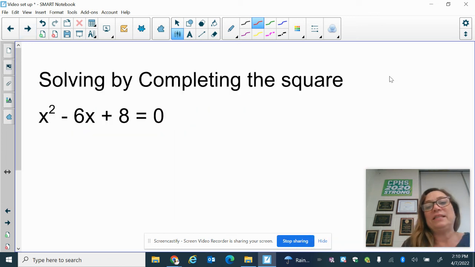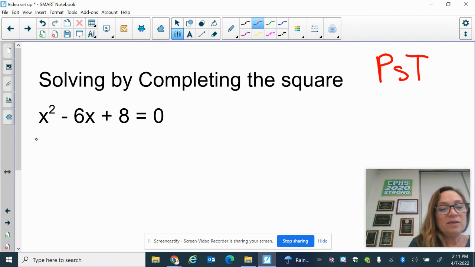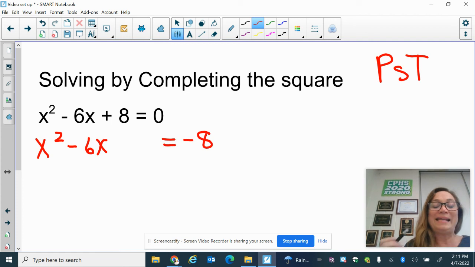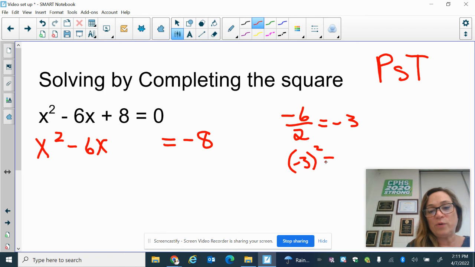Now I'm going to do completing the square. Completing the square uses my favorite of all trinomials, perfect square trinomials. So the first thing that I'm going to do is I'm going to leave a space for what I need to make the left side a perfect square trinomial. So I'm going to take this -6 divided by 2, that gives me -3. And I'm going to take that -3 and I'm going to square it, which gives me 9. So I'm going to add 9 to both sides.